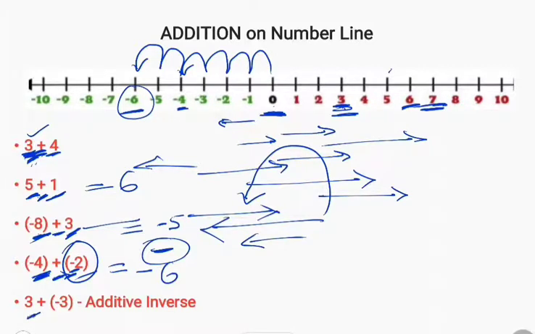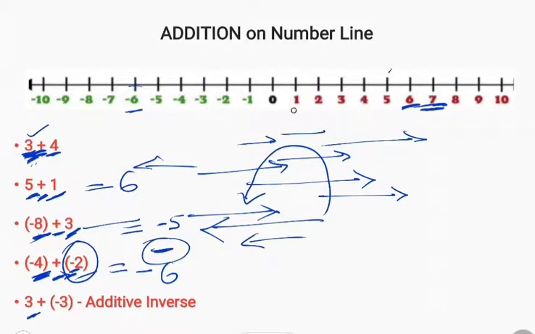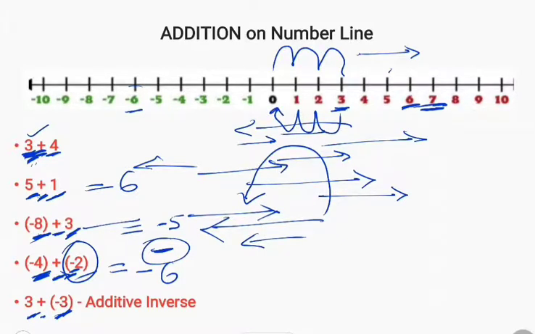Now we'll see the next one. There is 3, so that means it is positive 3. So we'll move 3 steps from 0. 1, 2, 3. So we reached 3. Now plus, we have to move on the right side, but a negative sign is there, negative 3. So in the opposite direction, negative means on the left side. So we'll move on the left side. How many steps? 3 steps from 3. 1, 2, 3. So we reached 0. So 3 plus minus 3 becomes 0.